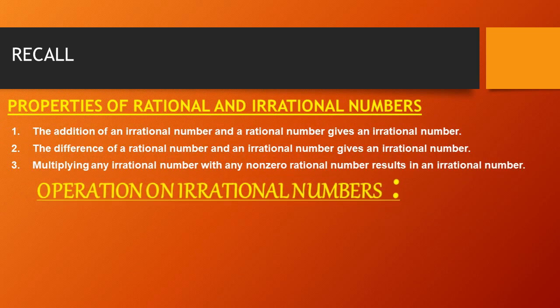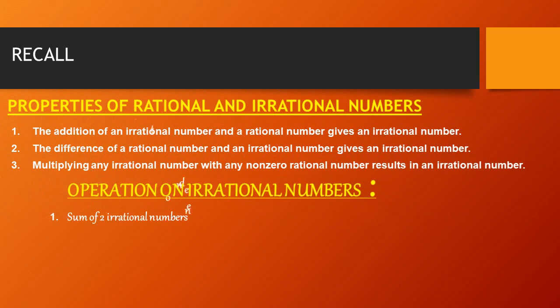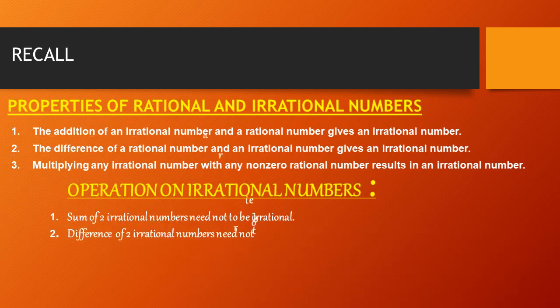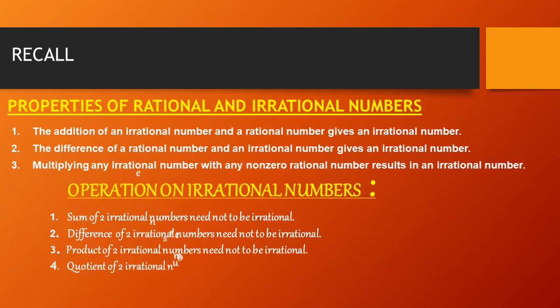About the operations on irrational numbers, the sum of two irrational numbers need not be irrational, the difference of two irrational numbers need not be irrational, the product of two irrational numbers need not be irrational, and the quotient of two irrational numbers may or may not be irrational. Please go through all these conditions thoroughly and clearly and apply them in solving the problems.